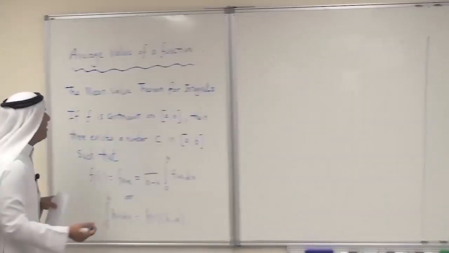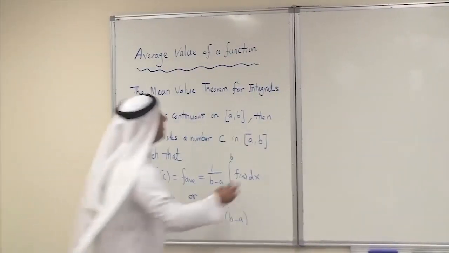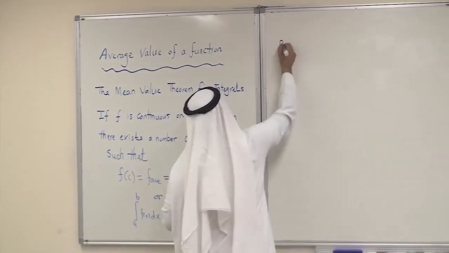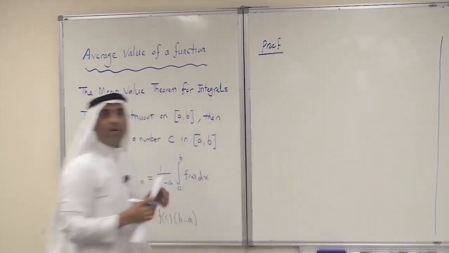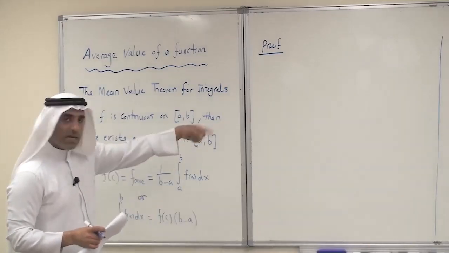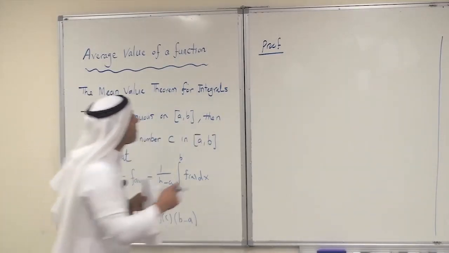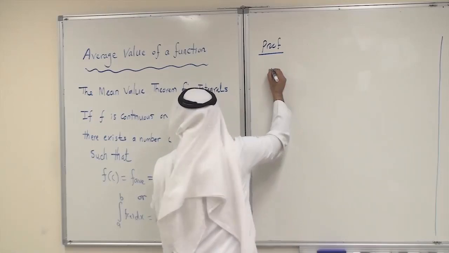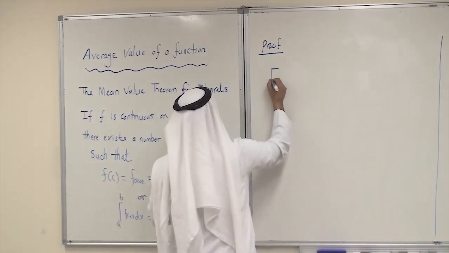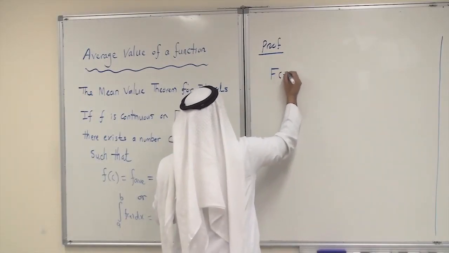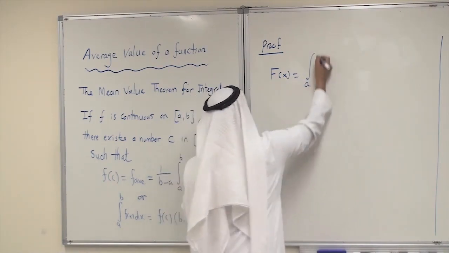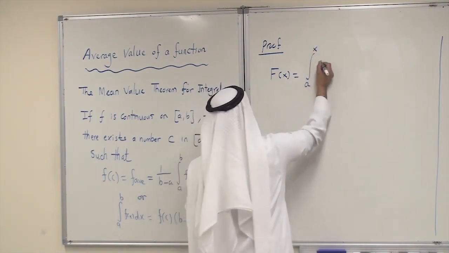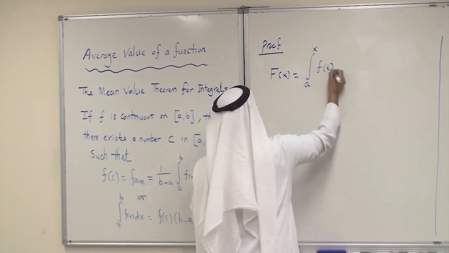Before I go to the application, let me say something about how the result itself is proved. The proof of this theorem is simply by applying what we call the mean value theorem for derivatives. That's why I recalled it. So let us define, if we have a function f, a capital F like this: the integral from a to x of f of t dt.